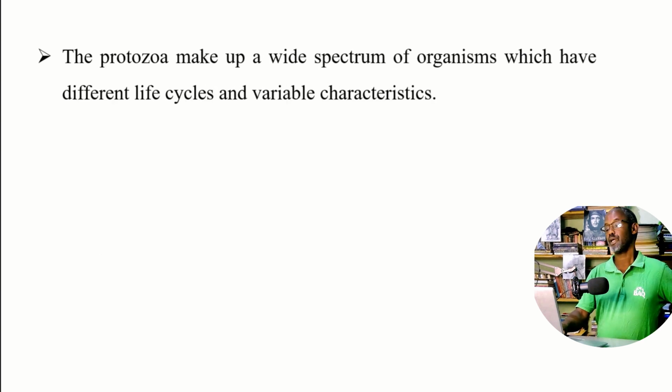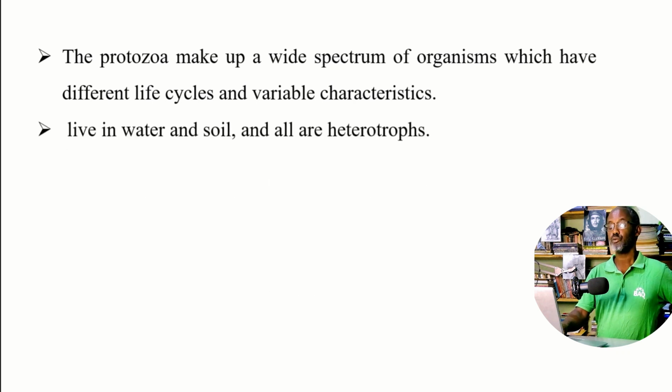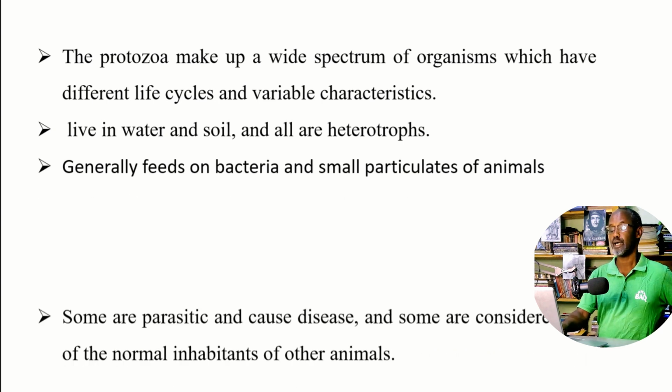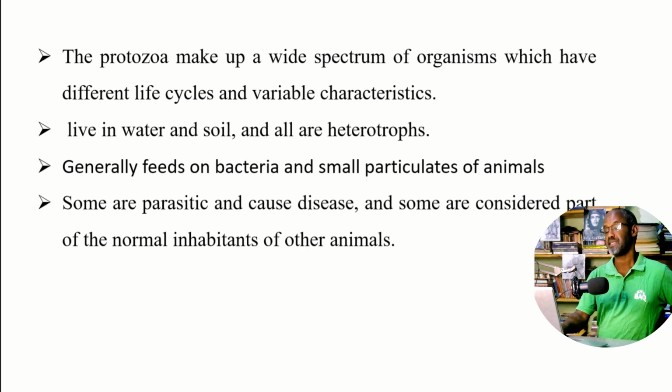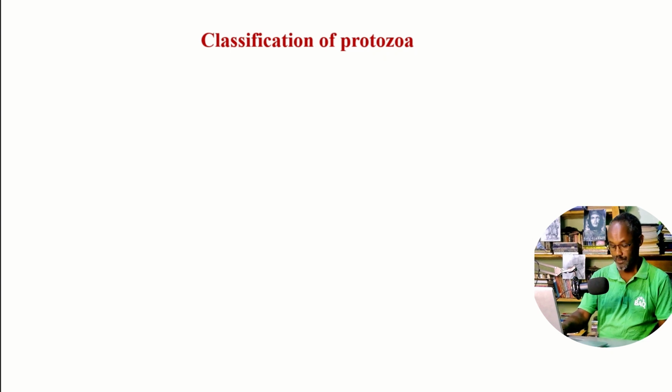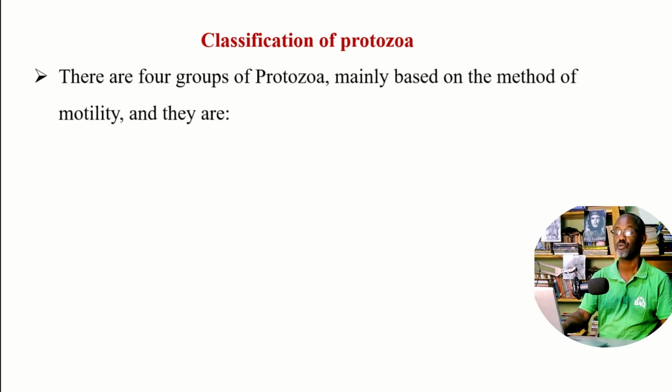The protozoa make up a wide spectrum of organisms which have different life cycles and variable characteristics. They live in water and soil and all are heterotrophs, generally feeding on bacteria and small particulates of animals. Some are parasitic and cause disease, and some are considered part of the normal inhabitants of other animals, like symbiotic partners. Again, in terms of classification, let's go to the classification of these protozoa.